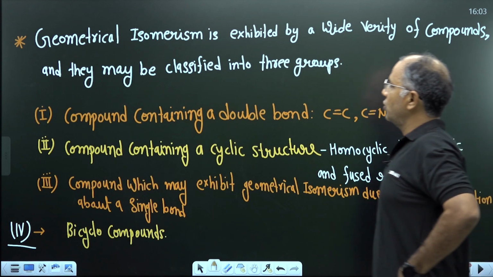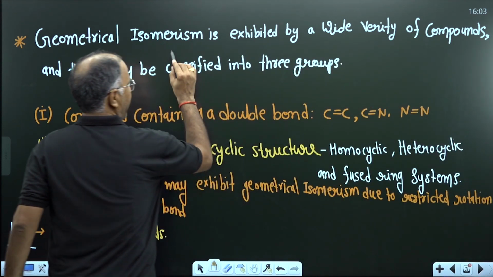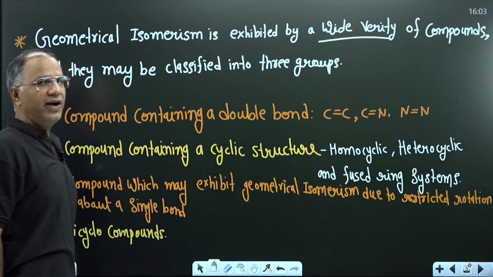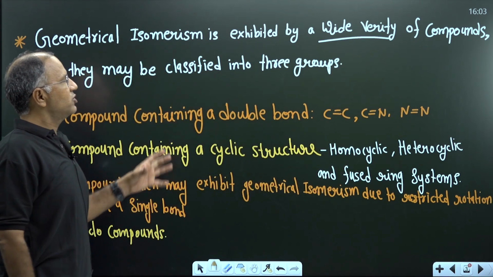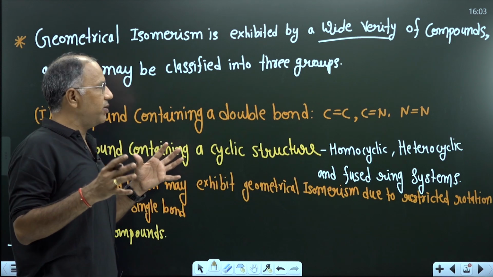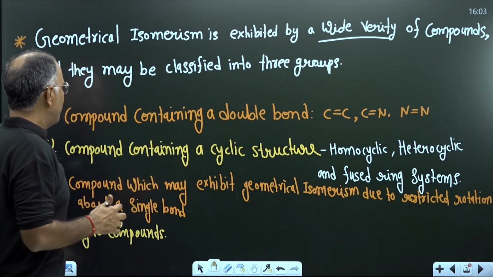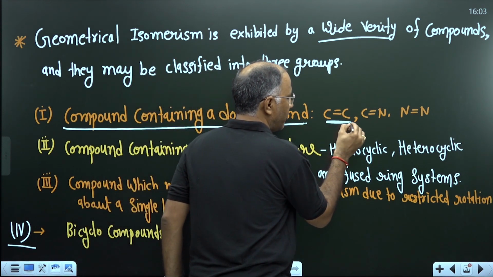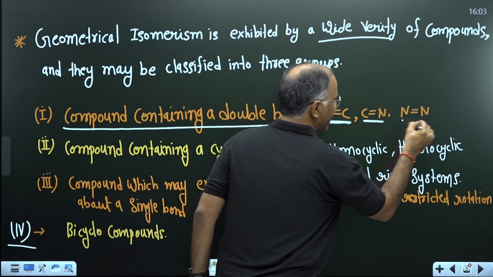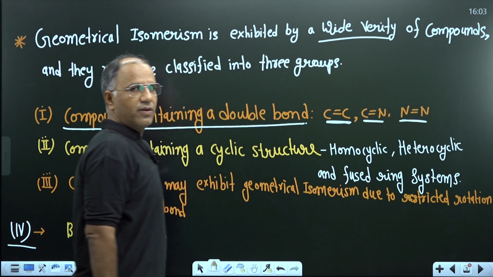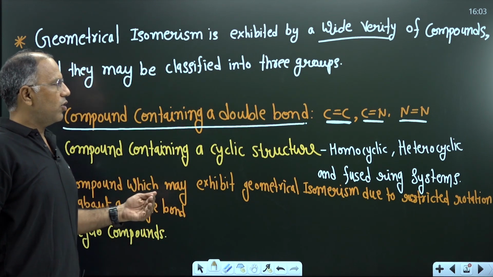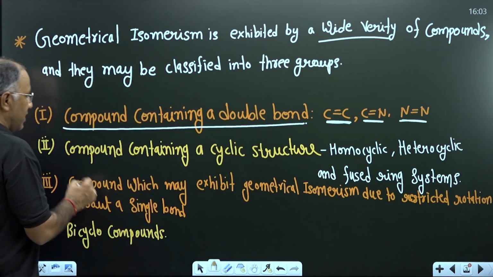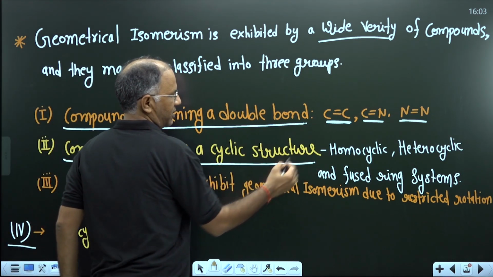Now write down this. Geometrical isomerism is exhibited by a wide variety of compounds, and they may be classified into 3 categories. First, compounds containing a double bond. The double bond can be C double bond C, it can be C double bond N, it can be N double bond N. The pi bond can be between like atoms or between heteroatoms. Got it? Second, compounds containing cyclic structure.